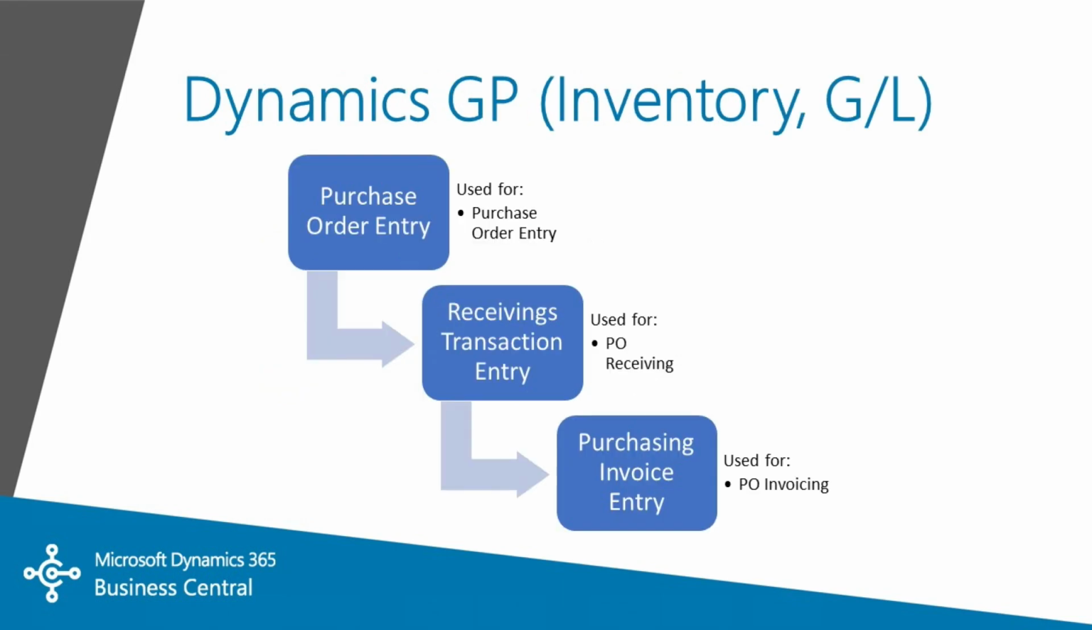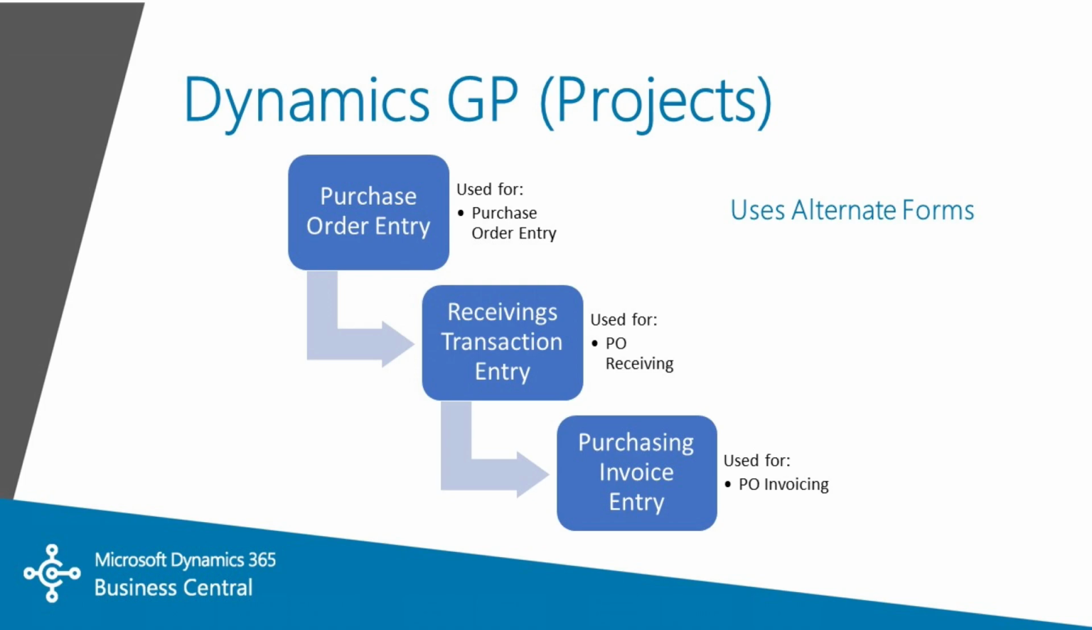In Dynamics GP, I've got 6 separate screens that I use to process a purchase order for inventory or expense items, to receive those, and then to invoice those. Then I have alternative forms for project accounting to enter the purchase order, to receive the purchase order, and also to invoice the purchase order.